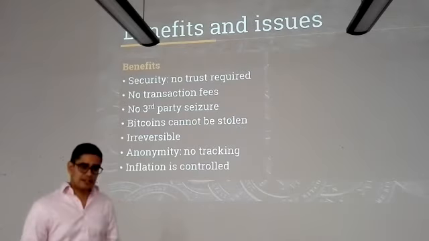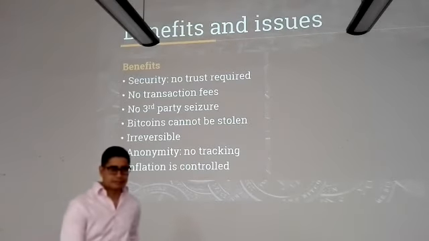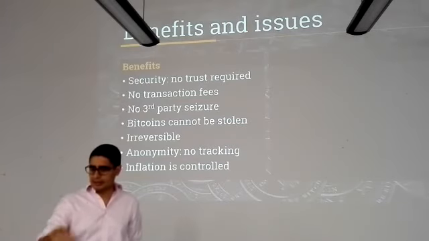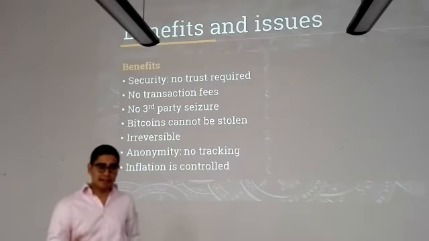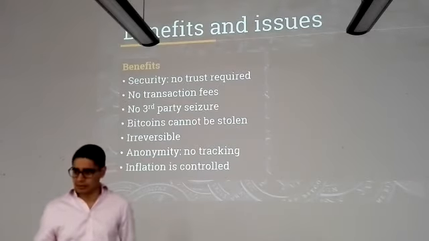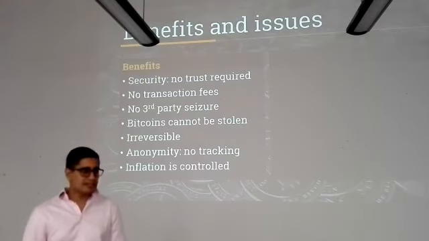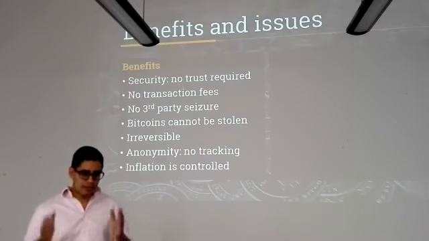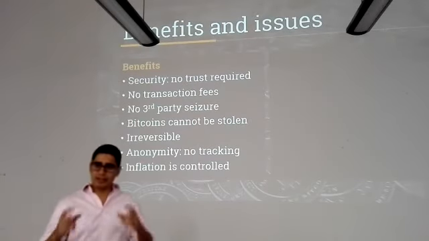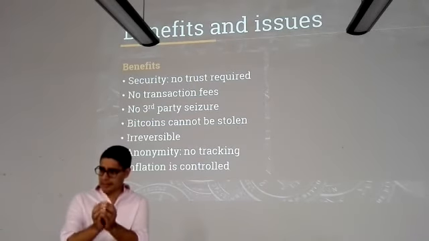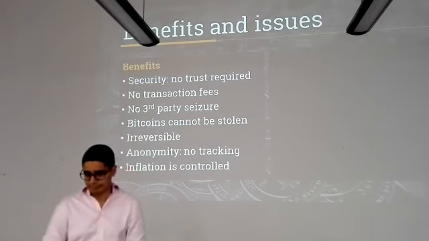No third party seizure. If I've got a bank account and the government wants to seize that, really easy, they phone up the bank and say, lock this account, they seize it. You can't do that with Bitcoin. My bank account is on millions of computers around the world on this ledger. Bitcoins themselves cannot be stolen. That Bitcoin is assigned to whoever has the private lock that works with that public key that it's assigned to.